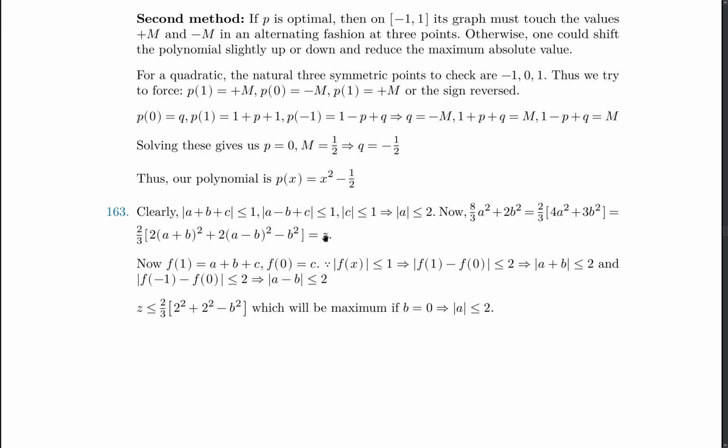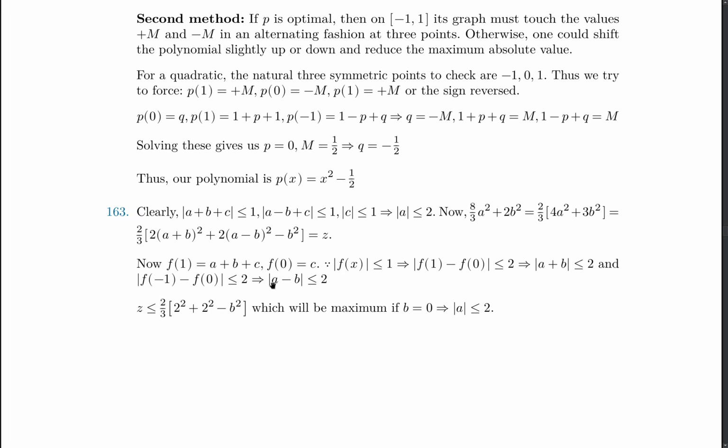Now if we compute f of 1, that is a plus b plus c, f of 0 is equal to c. Now we are given that mod of f of x is less than or equal to 1. So we can write mod of f of 1 minus f of 0 is less than or equal to 2. So mod of a plus b is less than or equal to 2, and mod of f of minus 1 minus f of 0 is less than or equal to 2, that is mod of a minus b less than or equal to 2.